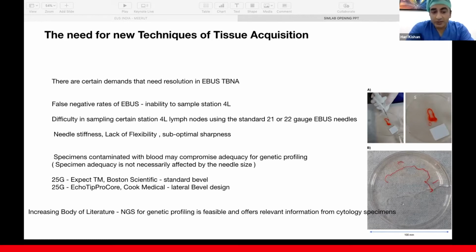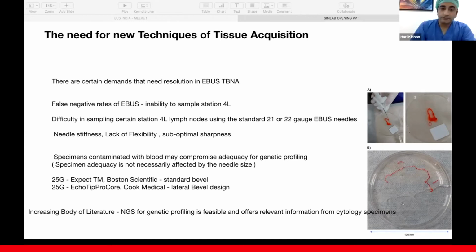Though the needle sizes are increasing and the scope sizes are coming down, a slide is sufficient to make a genetic profile on an EBUS TBNA sample.